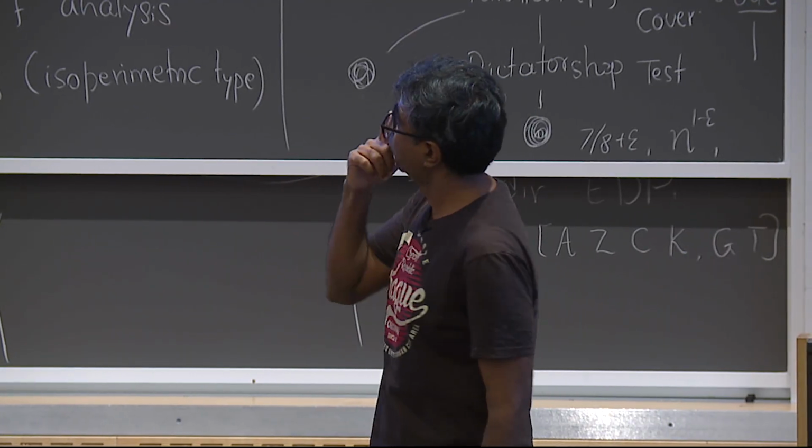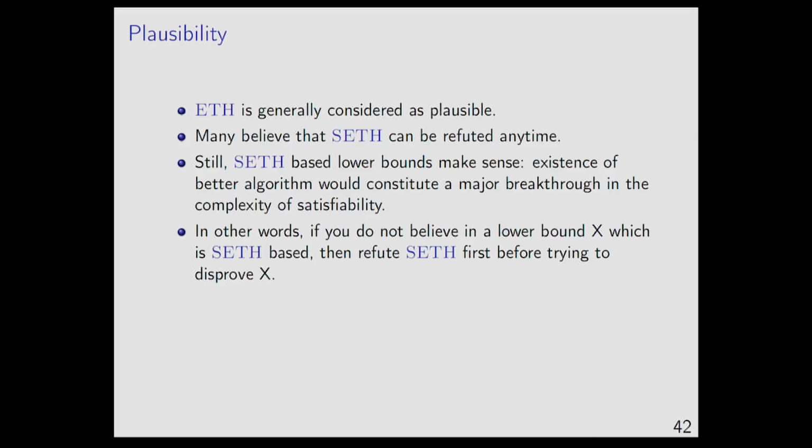Okay. So what is the plausibility? ETH is generally considered as plausible. Many still believe that SETH can be refuted any time. But SETH-based reductions at least tell you something interesting: SAT is a central problem, so if you give a reduction from your favorite problem to SAT, you had better first try to get a good algorithm for SAT than trying to get a good algorithm for your problem.